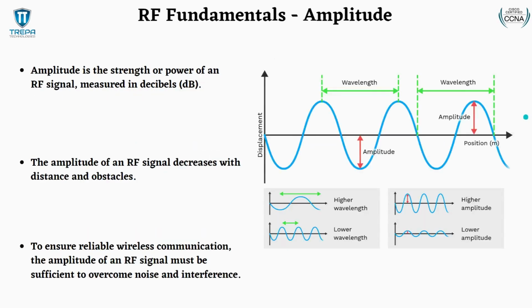Okay, so now that we went over that, let's go ahead and go over amplitude. So if frequency is the width of those wavelengths, amplitude is the height. So we can also, on this axis, go over the height of the wavelength. And the more amplitude we have, the more data we're going to have, the better the signal is going to be. So amplitude is the strength or power of an RF signal, and that's going to be measured in decibels.